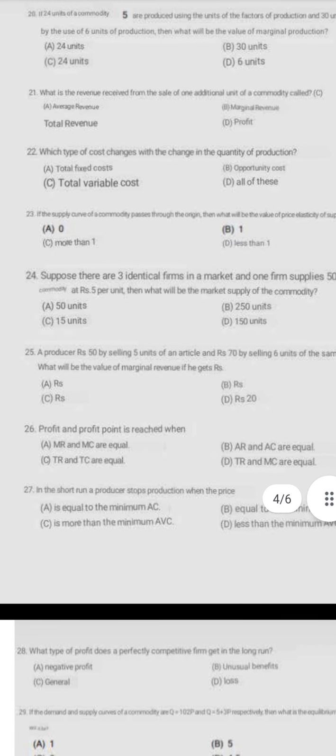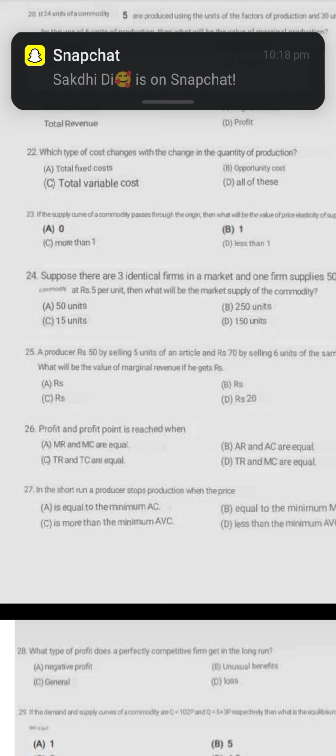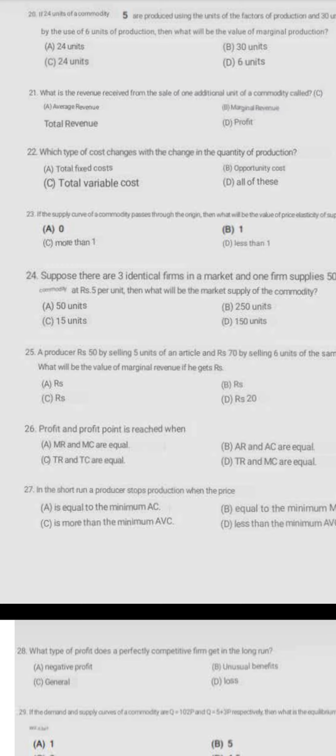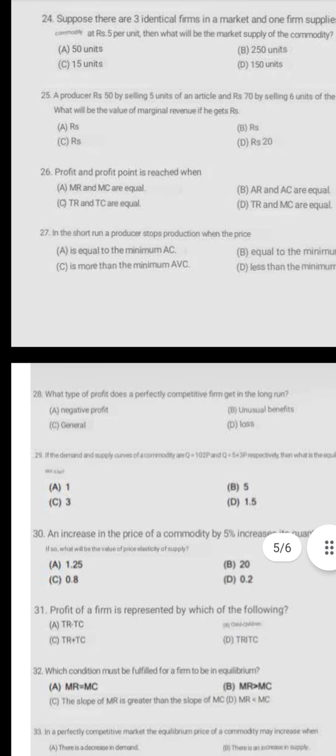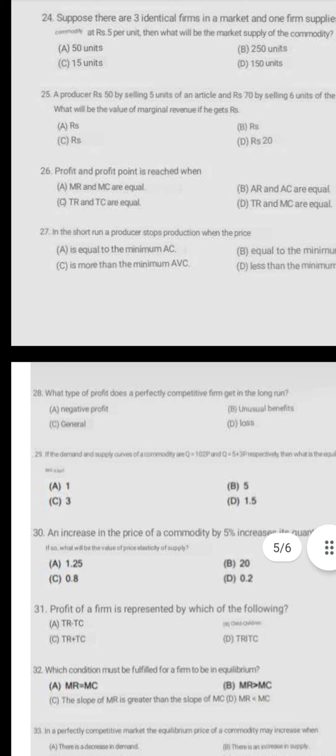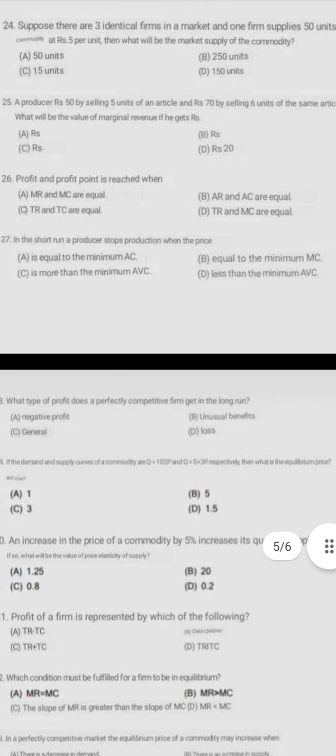26. Profit point is reached when TR is equal to TC. Option number C, TR and TC are equal. 27. In the short run, a producer stops production when the price is less than the minimum AVC. When the price becomes less than minimum AVC, then the producer stops the production.